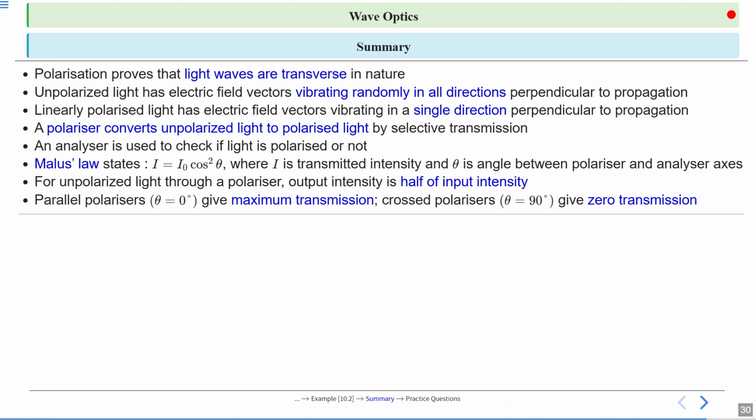When the polarizer and analyzer, or we can say two polarizers, are parallel, it means their transmission axes are parallel. So theta is 0 degrees, which gives the maximum transmission of light through them. And when the transmission axes of two polarizers are crossed, the transmission of light through the two polarizers is 0, when the angle theta is equal to 90 degrees.